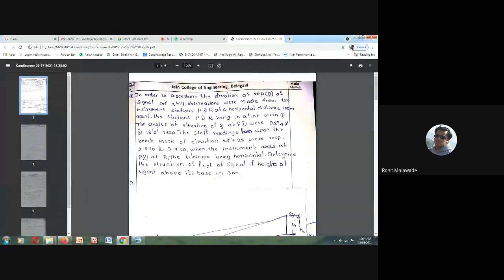Here, from P, right? From P, just a minute. From P and R, there is a mistake over here. There is a mistake on "from" here. It should be P and R.